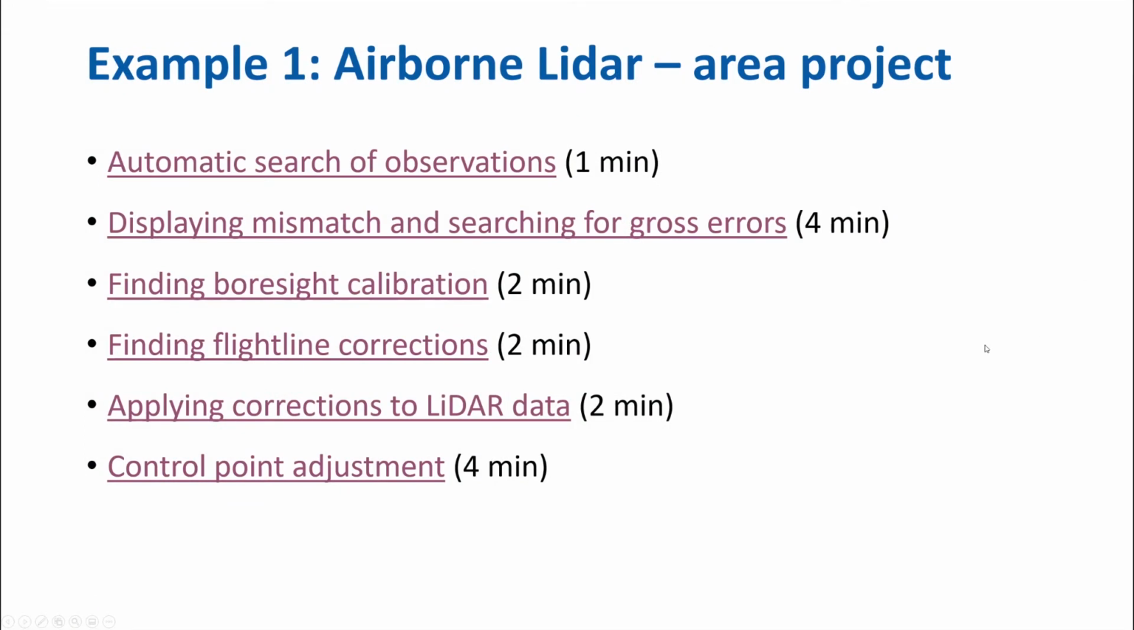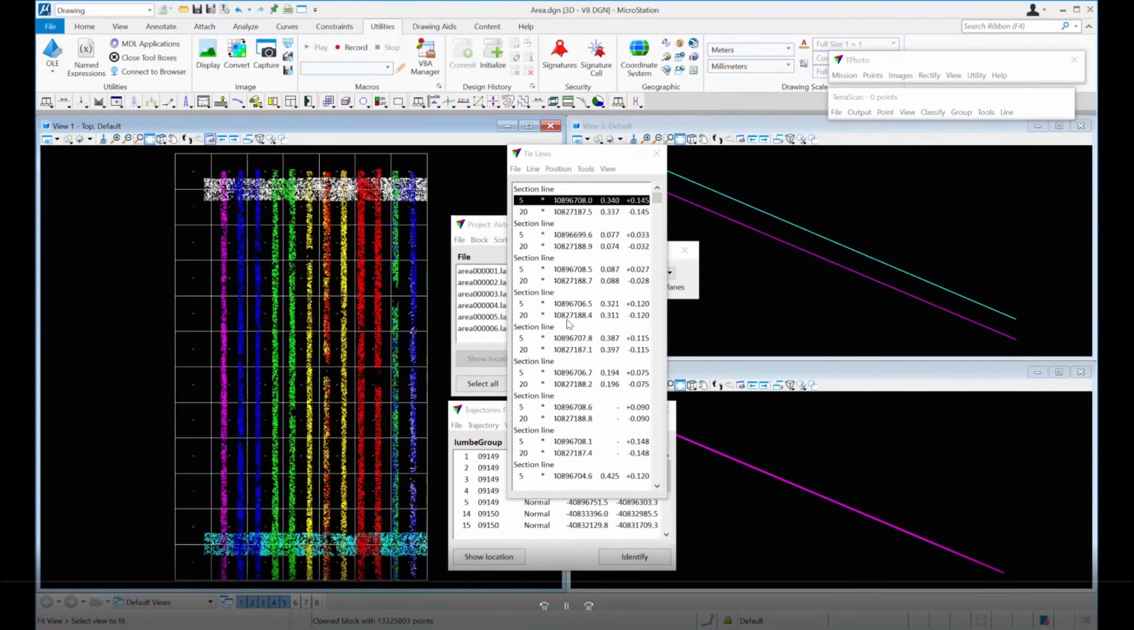So when you have made the automatic search, you would like to look at the result, display mismatches, and search for gross errors. So we will look at that video.